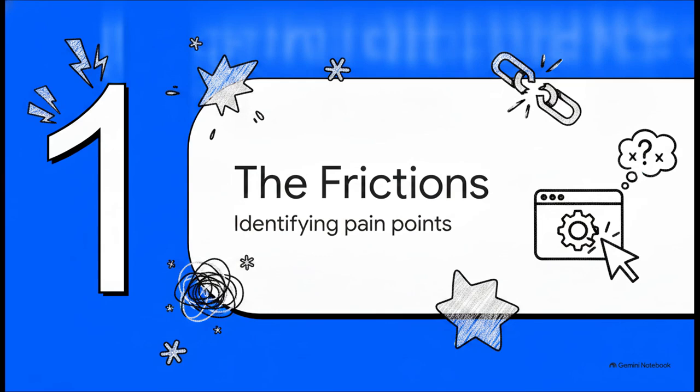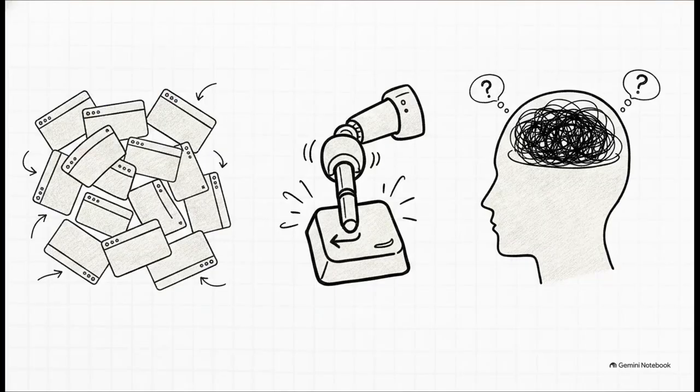All right, part one, the frictions. Let's look at what's actually slowing us down. The playbook breaks this down into three massive roadblocks. First up, navigation friction. You know the drill. Mindlessly hunting through bookmarks, playing that super fun game of wait, which tab was it again? Yeah, we've all been there.